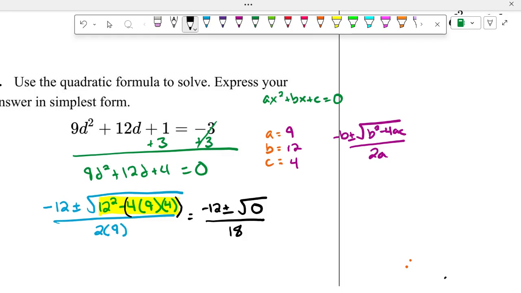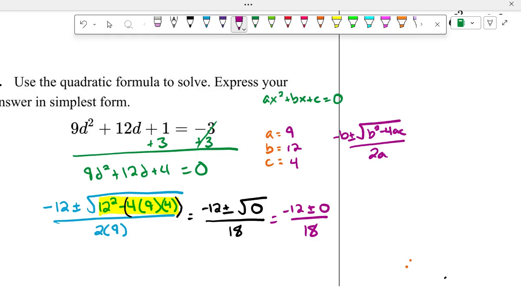Now, once I got everything simplified so that I have a singular number under the radical, and the other 2 spots are just singular numbers, I can start simplifying the radical and do some more simplification if need be. So if I simplify the radical, what's the square root of 0? 0. So the square root of 0 is 0. So this would be negative 12 plus or minus 0 all over 18.